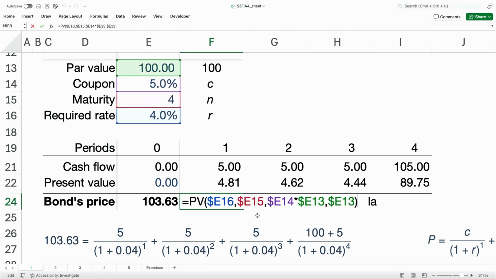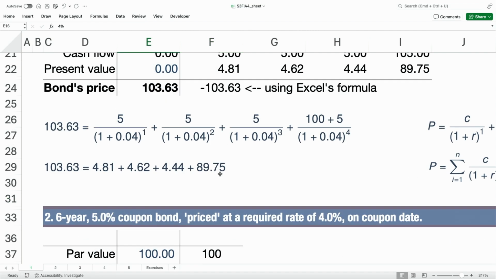Given the required rate of return, we use it now to discount the bond's cash flows to present value terms. These equations represent what we've done in cells E24 and F24. What happens if we change the discount rate? And why should the discount rate change?